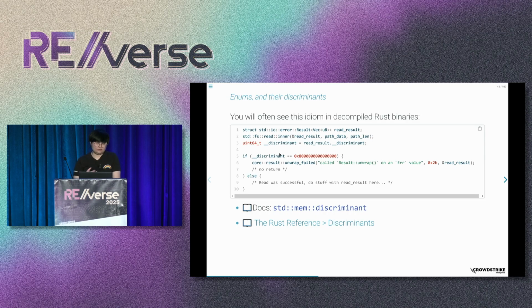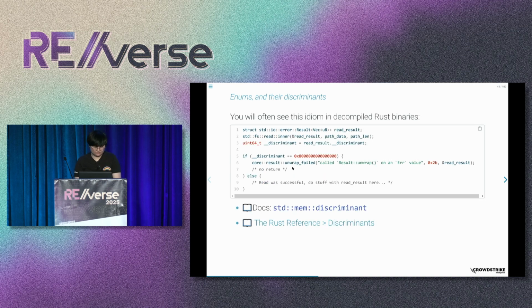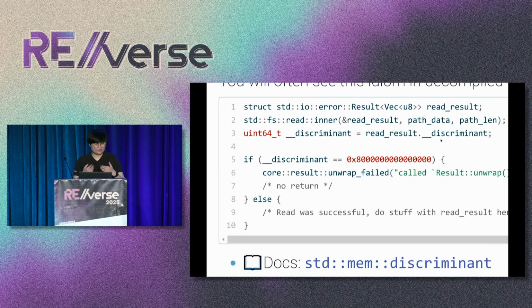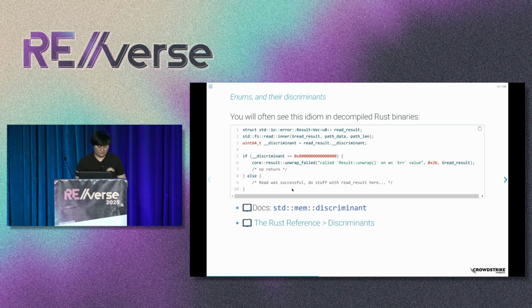The way that we distinguish between them is by the tag on the union, which is part of the Rust enum's information. You'll often see this in decompiled Rust binaries, where you call some function that can fail and returns that std Result, and then you check what variant of data is inside that tagged union. You do that by checking the discriminant, the tag on the union. If the discriminant is this value, then we know that this read failed, and you do some error handling. In this case, you just panic and end the program, and you print out this message saying what happened. Otherwise, the read was successful, and you can continue on.